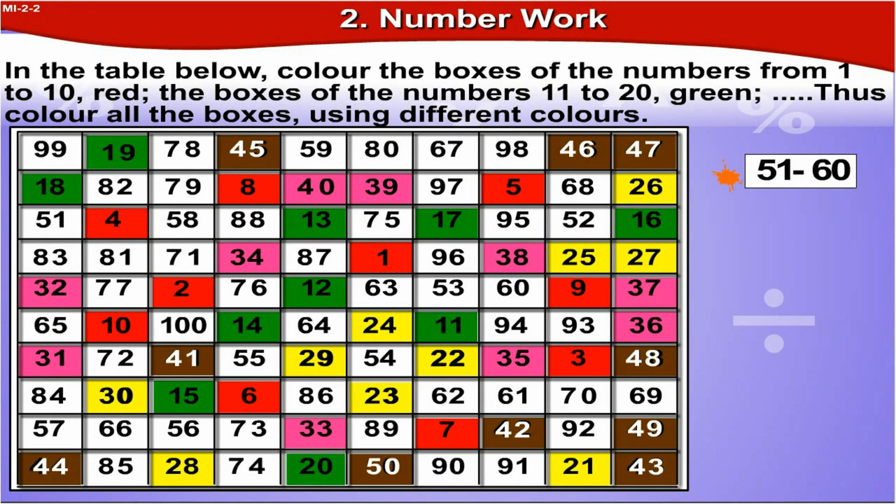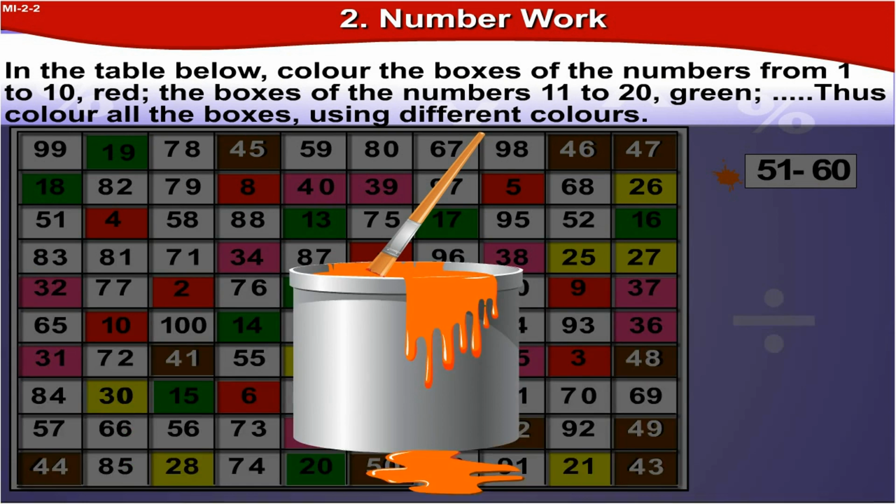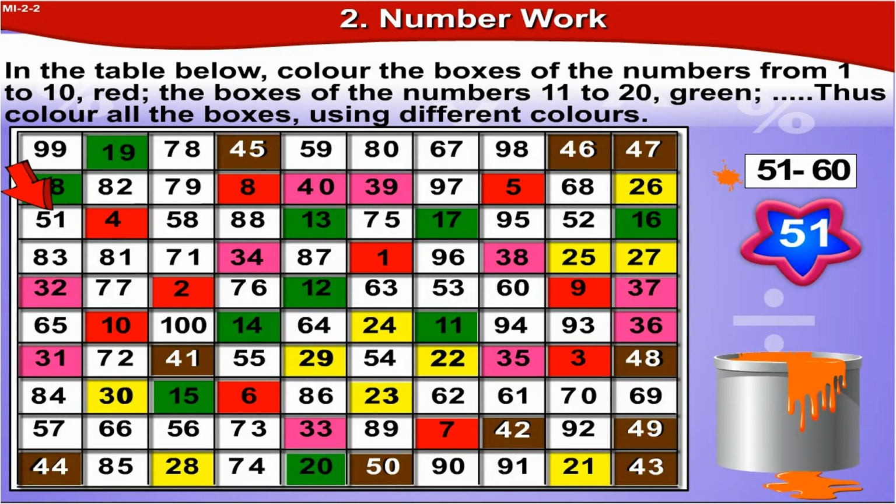After 50, we have 51. So now we'll locate number 51 to 60 and color them in vibrant orange color. First look for number 51 and color the box containing number 51 in orange. Now we'll look for number 52 and color the box containing number 52 in orange color.